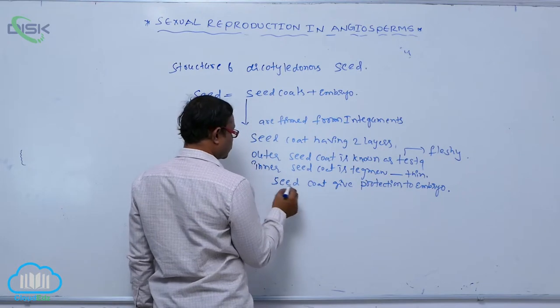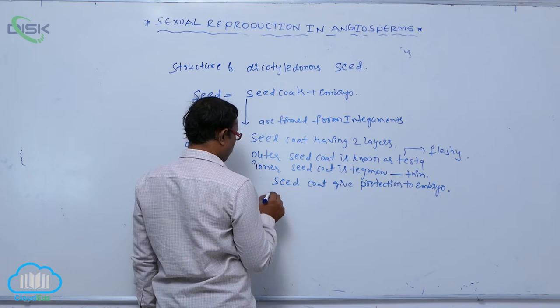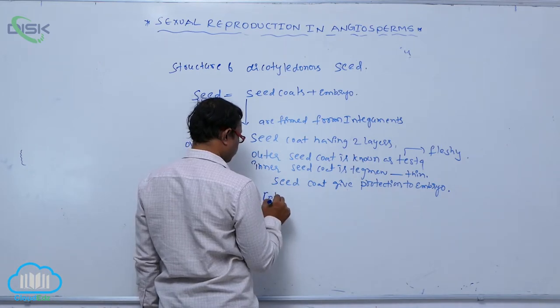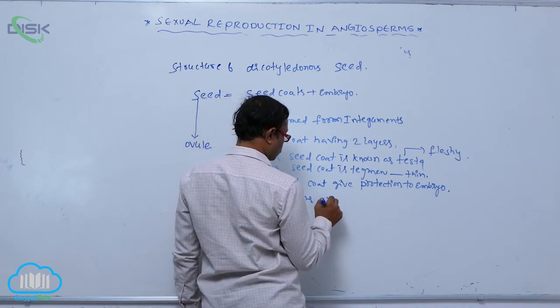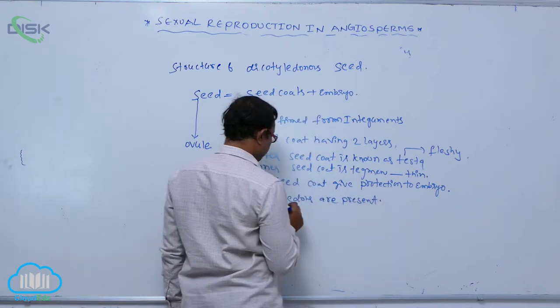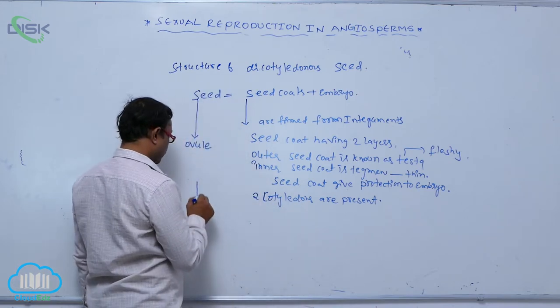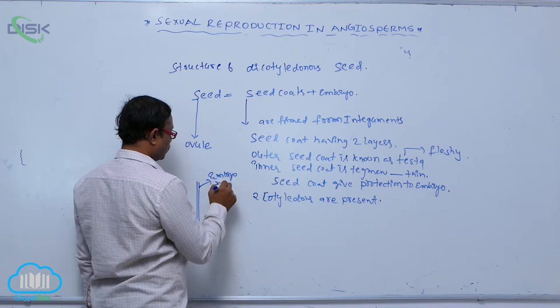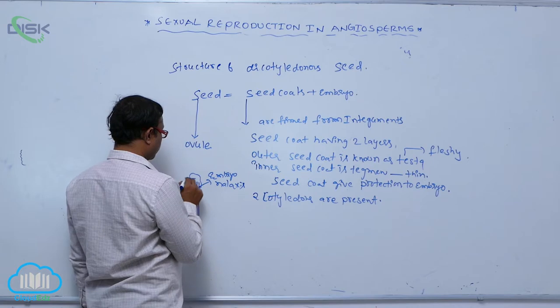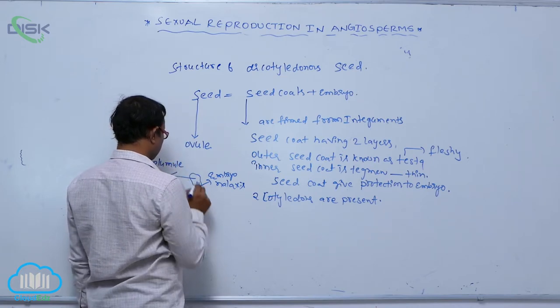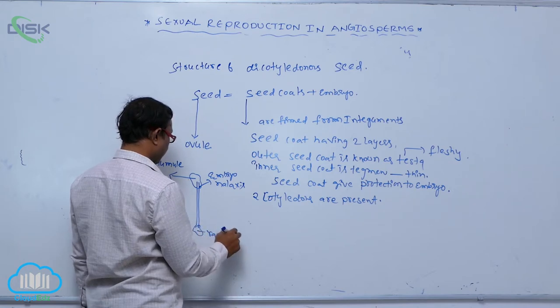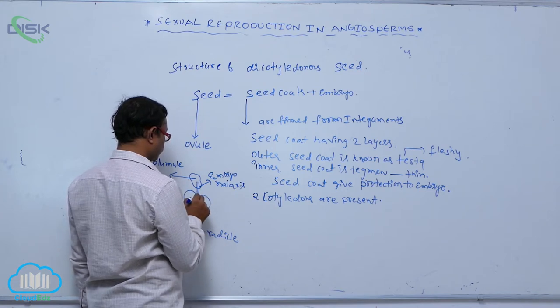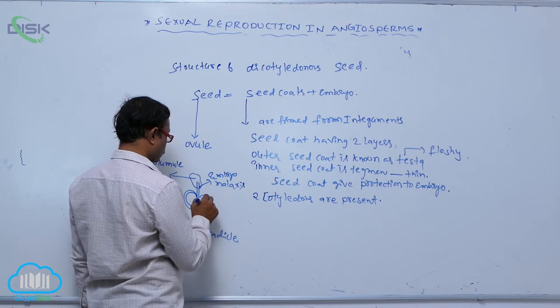After that, inside the seed coat, two cotyledons are present. I have also explained before that the two cotyledons are attached at the embryonal axis. The embryo has an axis, so that is known as the embryonal axis. Above that embryonal axis is the plumule, and below that part is the radicle. So these are the two cotyledons.